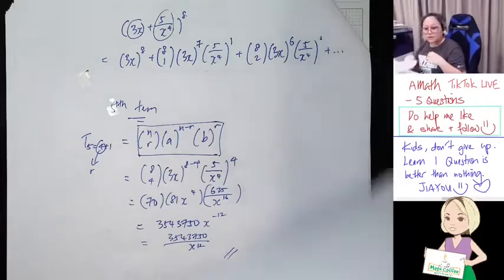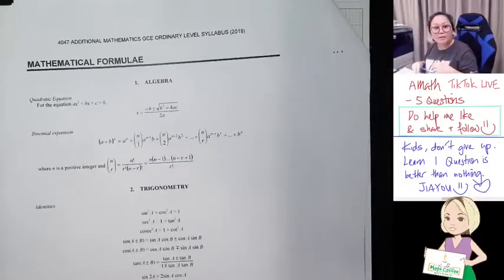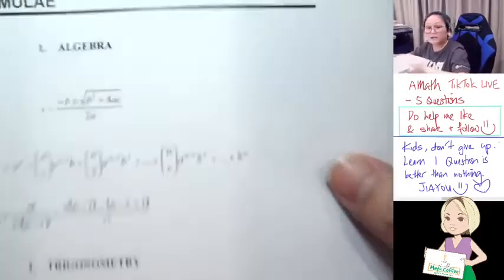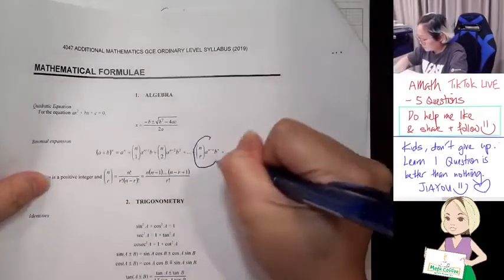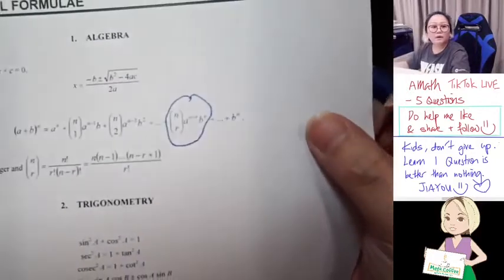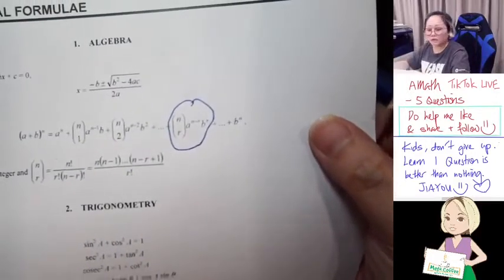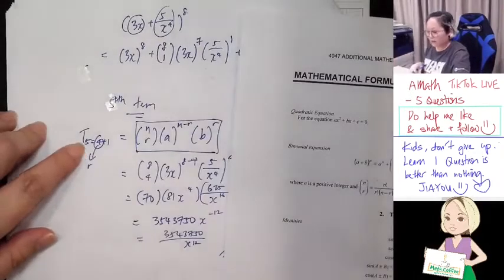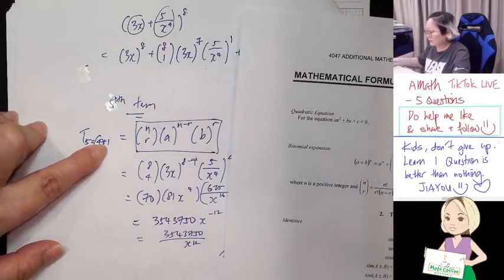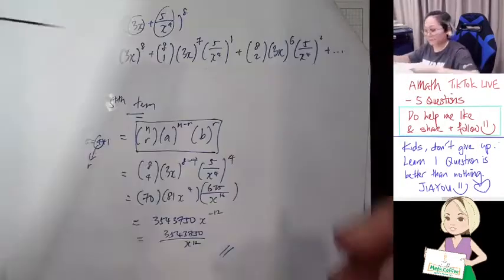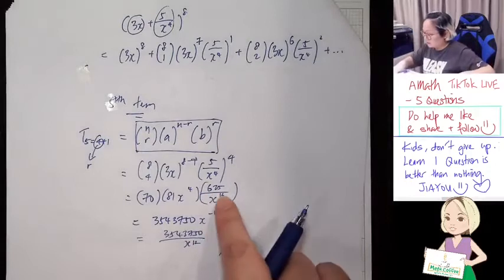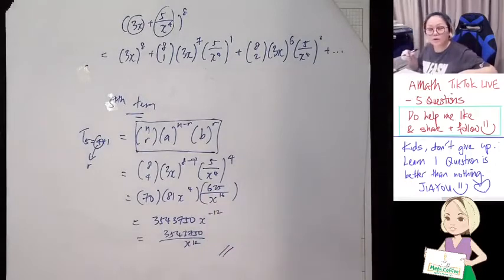See, I print out the formula sheet. Okay, let's see. So actually the general formula is hidden here. This part. The only thing that they don't give you is that it is r plus 1. This one you have to know. The right hand side already given to you. 16 minus 4, not 12?